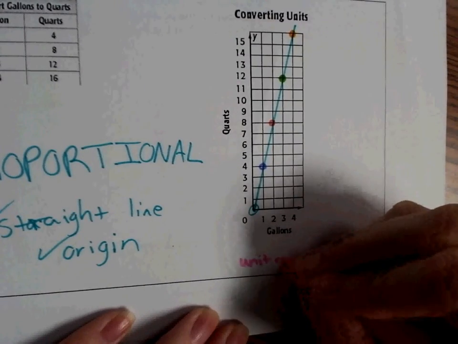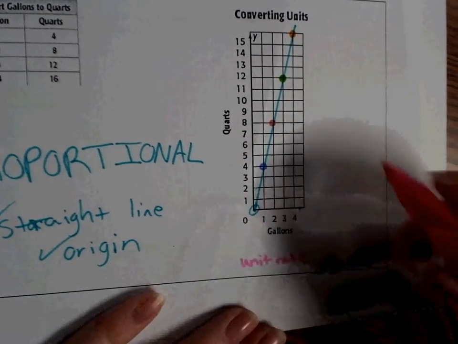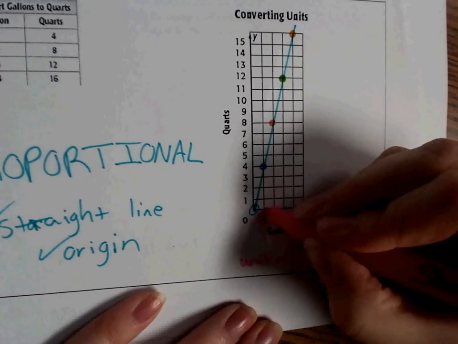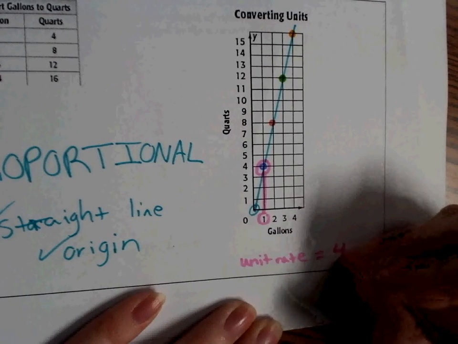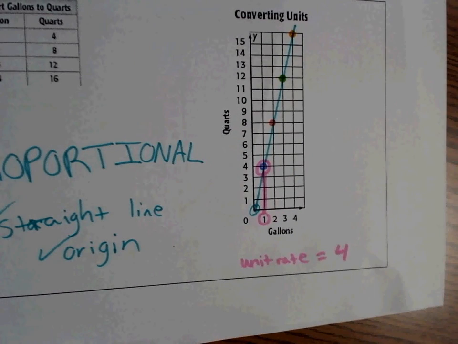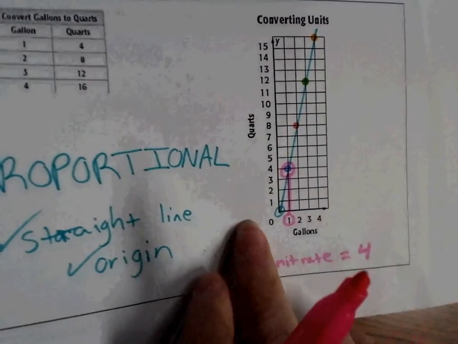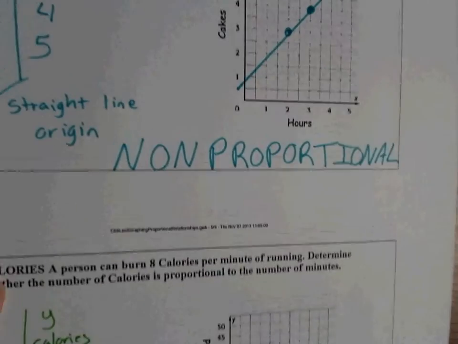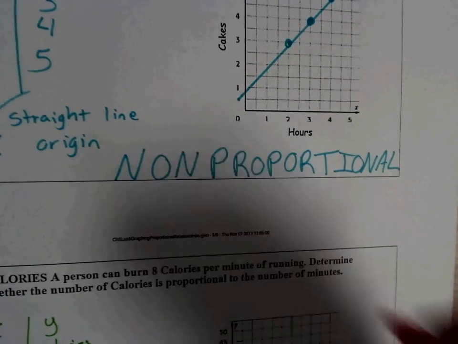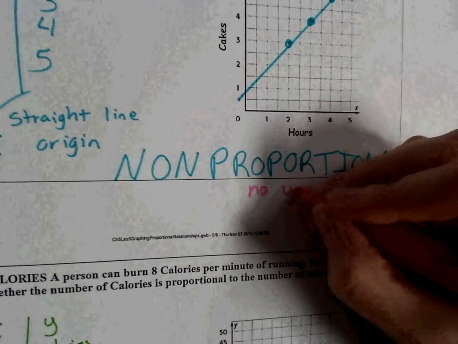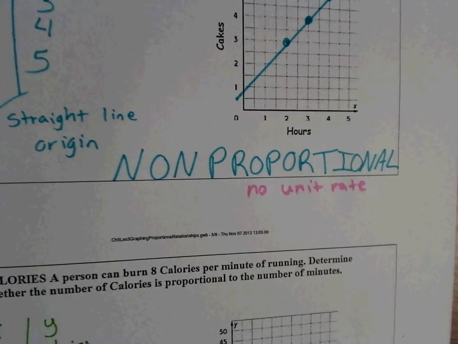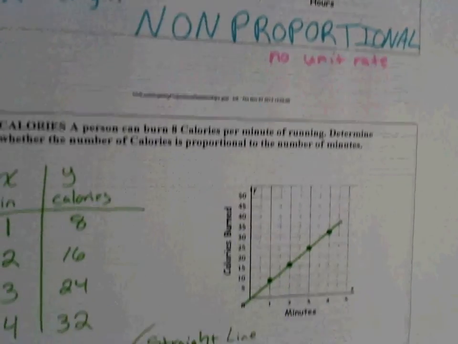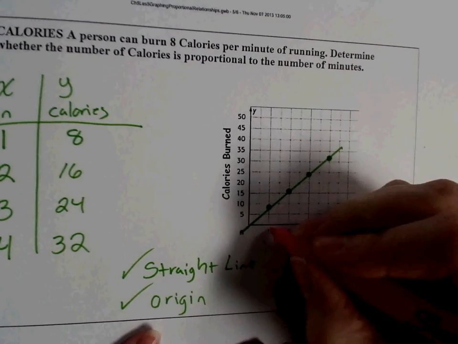Okay. What's the unit rate for number 2? It's 4. Very good. If I start up at the 1 and I follow it up until I hit the line, the unit rate is going to be a 4. What about number 3? No, there is none. There is none. Why? Because it's non-proportional. No unit rate. There is no unit rate.